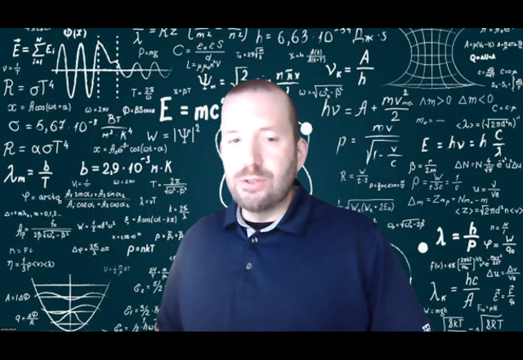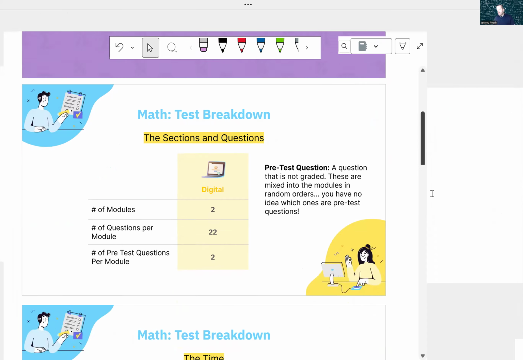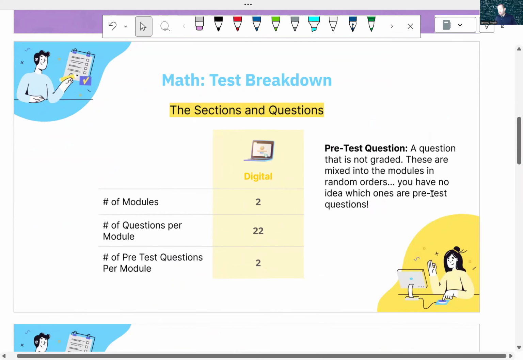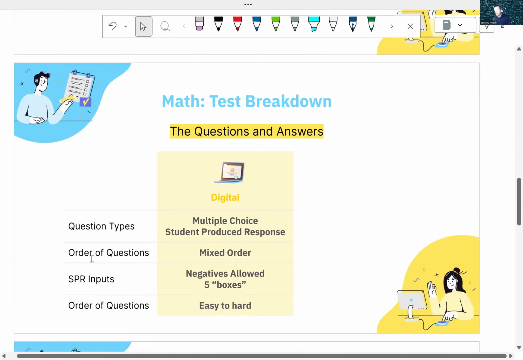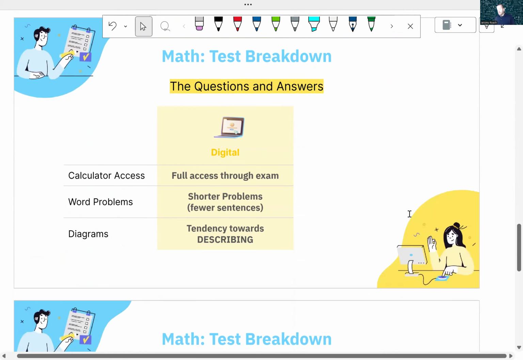So the test is broken into different modules. You can sort of think of it as an easy section and a difficult section. So the first module, there's 22 questions. There's also 22 questions in the second module as well. You have 35 minutes per module, which gives you about a minute and a half per question. So these are all multiple choice. They're going to be in a mixed order. And the easy ones are going to be first, and then the harder ones are going to be afterwards.